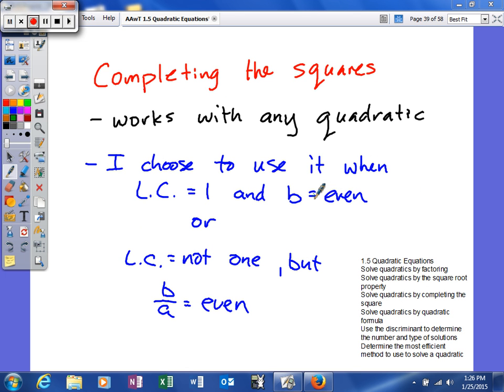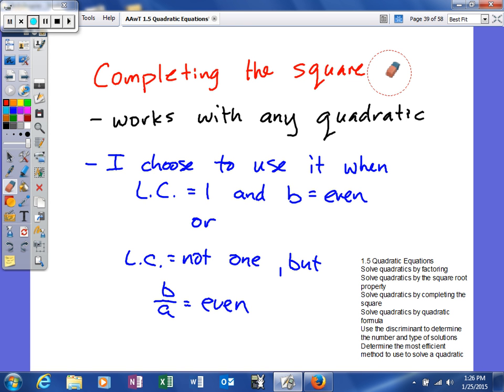Okay, completing the square. It says completing the squares up there, but we're just going to call it completing the square. It says works with any quadratic. Now, again, the first two methods that we learned were limited. When you solve for x or when you factor, not everything's factorable. Sometimes you have more than one variable.